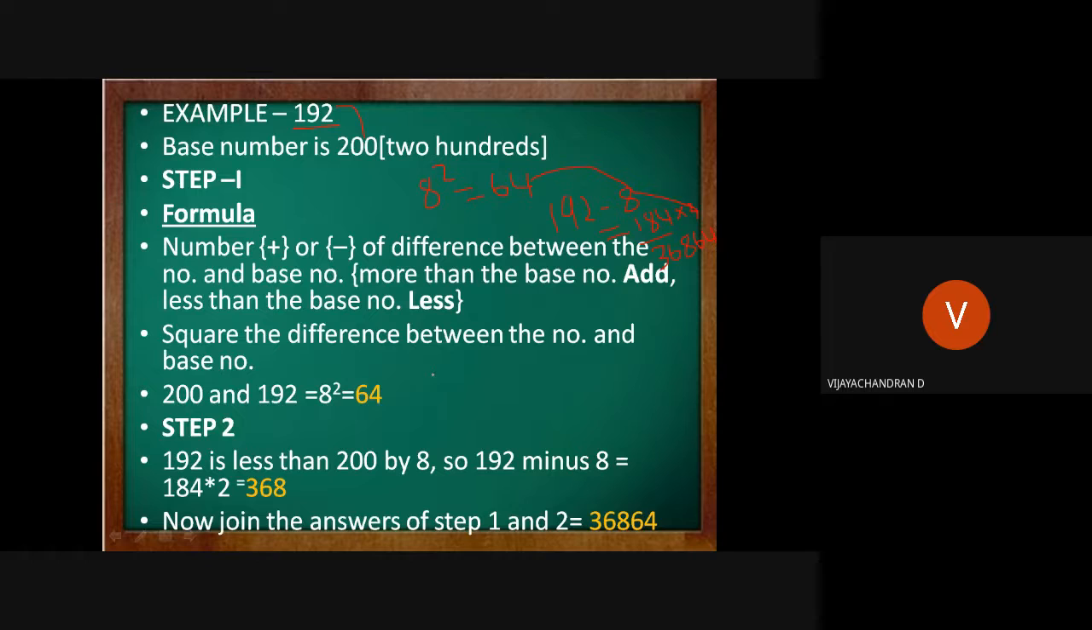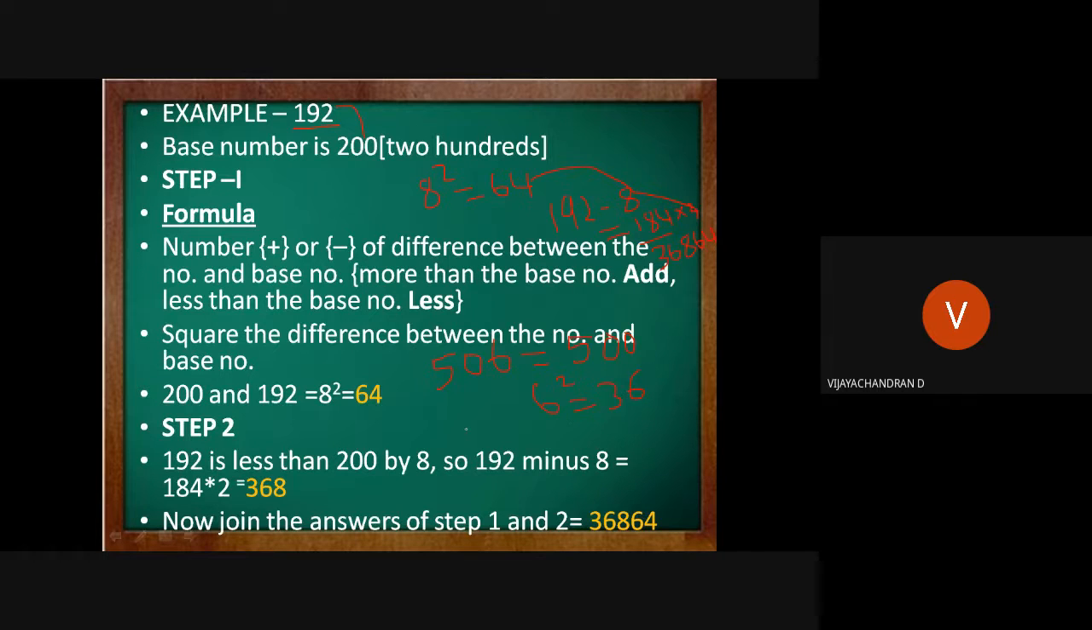Now I'm going for the third example. I'm computing the square of 506. See, the base number here is 500. It is very close to 500, but this 506 is greater than 500. Kindly listen, this 506 is greater than 500 by 6. So what is the square of 6? We are finding the square. 36. This is the first step.